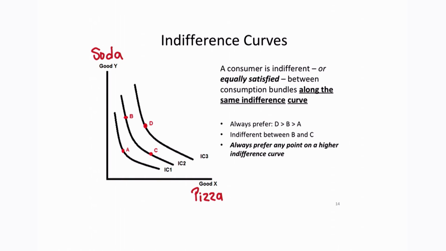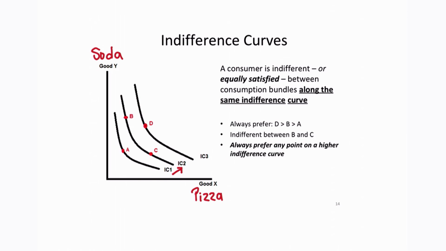Now, if he moves from indifference curve 1 to indifference curve 2, he will be happier on indifference curve 2 because he can consume more of both pizza and soda. So we see that Charlie is indifferent between consuming at point C and at point B, but he will prefer point B and C over point A. And of course, if he can reach indifference curve 3, he will be happiest and most satisfied at point D.